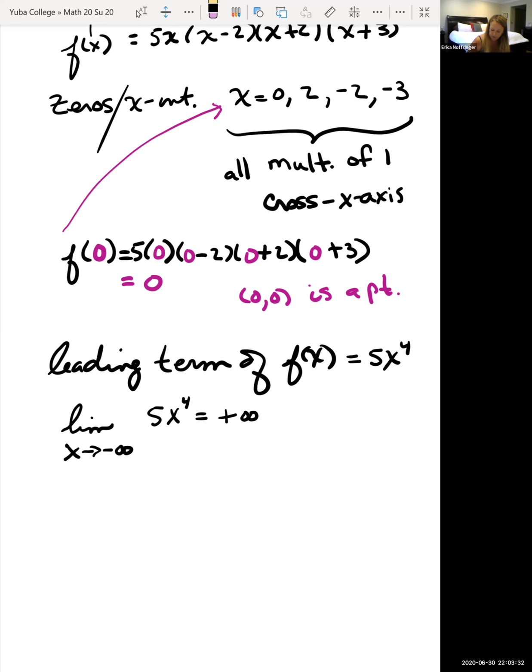If we plug in positive numbers for x, 5x to the fourth, again, it goes to positive infinity. So they're both shooting upwards.